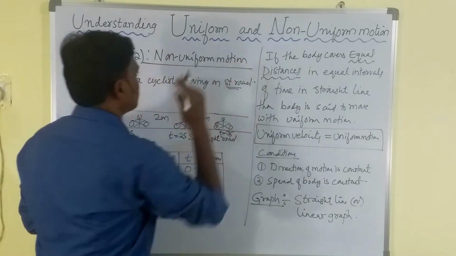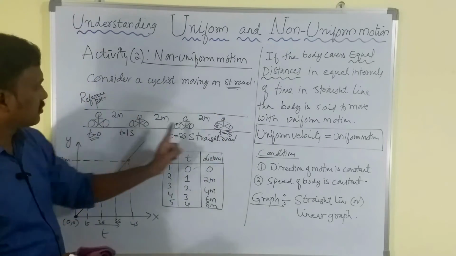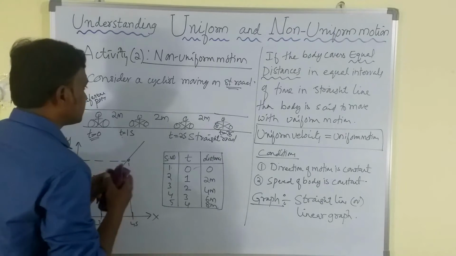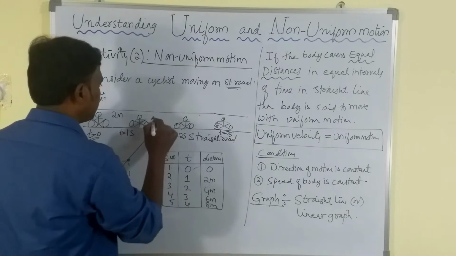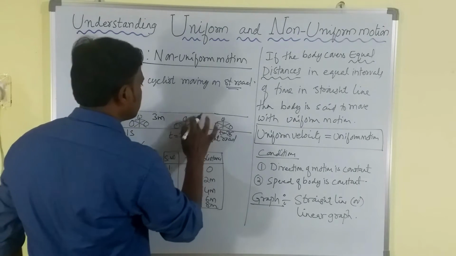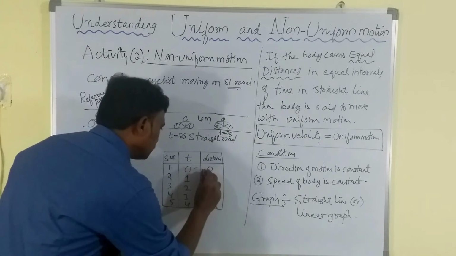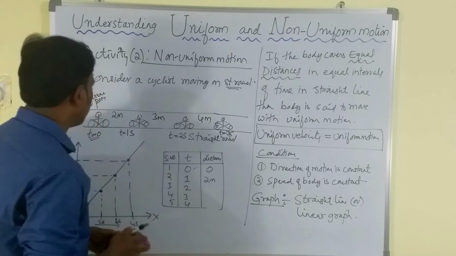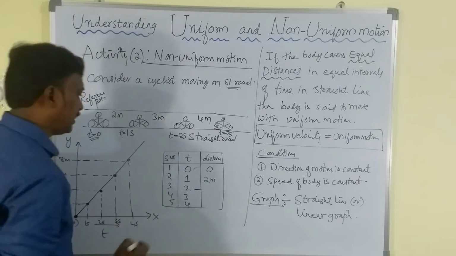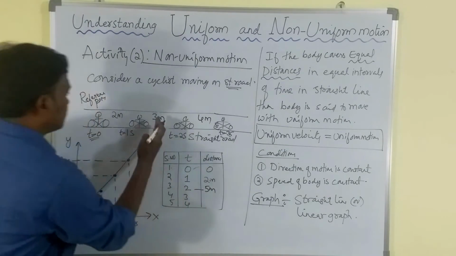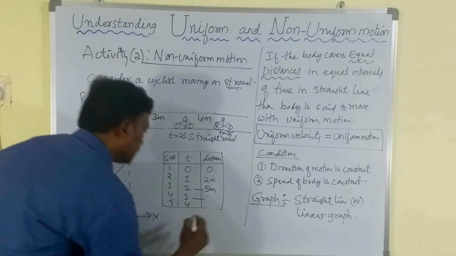Now in case of non-uniform motion, I am considering a cyclist moving on a straight road. So the cyclist is moving like this, but the distances which the body covers are different. So let me say here it is moving with 3 meters and here it's moving with 4 meters. So I have to change these values also. For the first second it covered 2 meters. Now after 2 seconds it has covered 5 meters, 3 plus 2. And after 3 seconds, 9 meters.